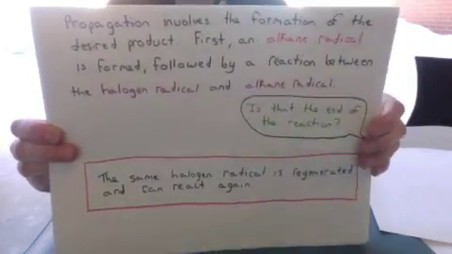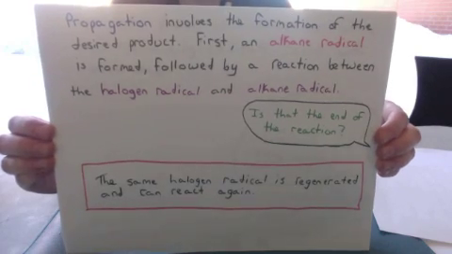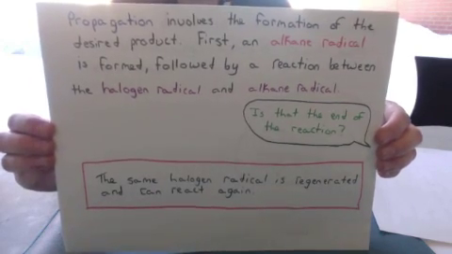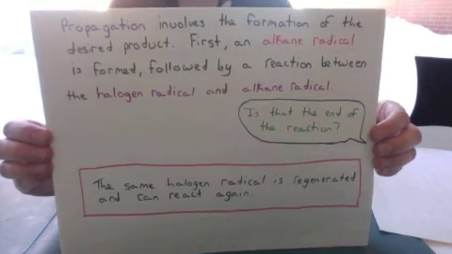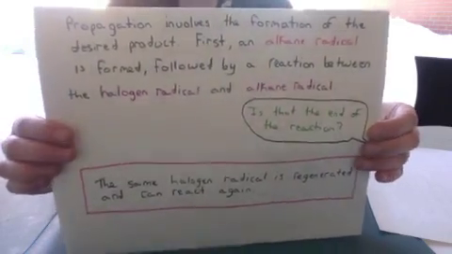Second phase is propagation. In this phase, the actual desired product is formed as the radical reacts with the alkane, first forming an acid and an alkane radical, which then reacts with another molecule of halogen to form the product and regenerate the halogen radical. This same radical can then react again.